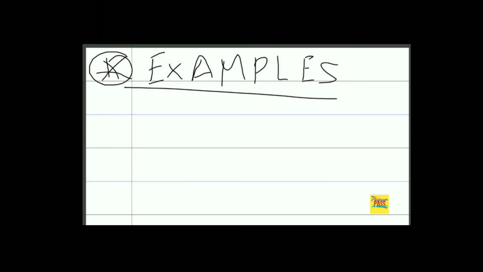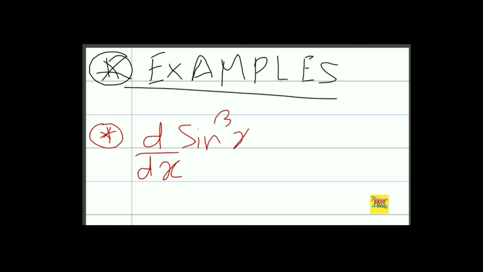So the next example is the differentiation of sin cube x into cos cube x. To solve this, we have to identify which rule we have to use.